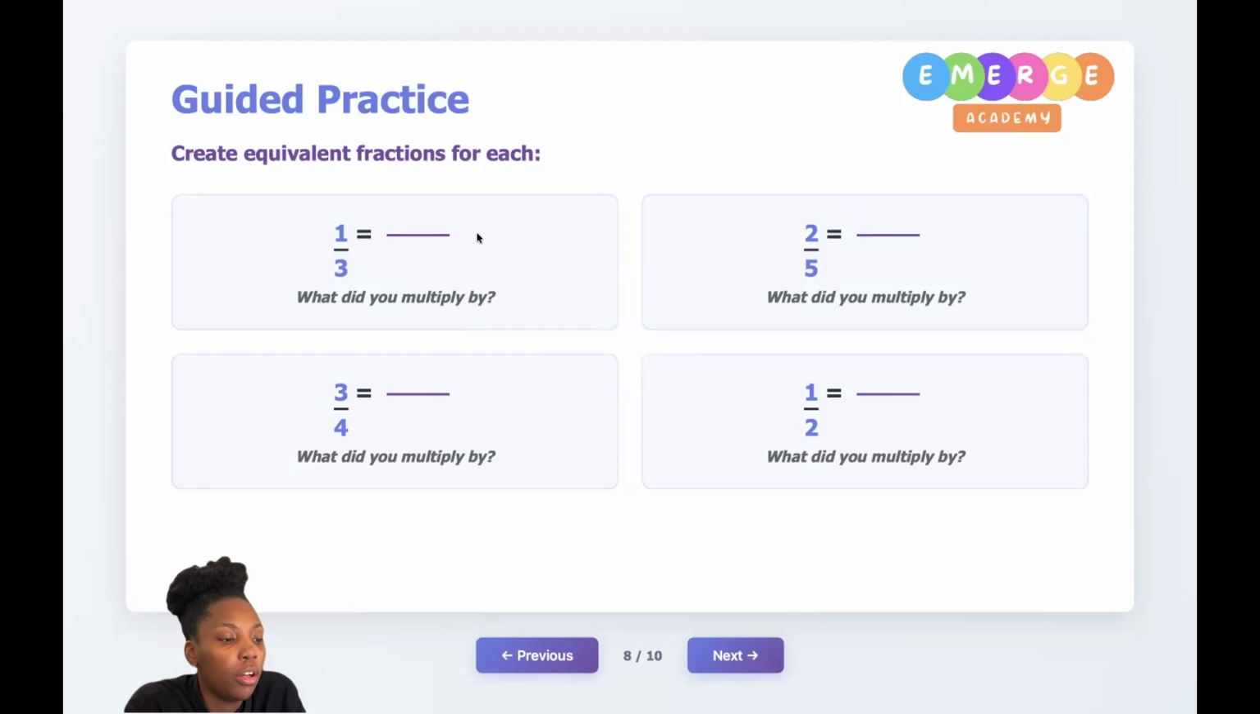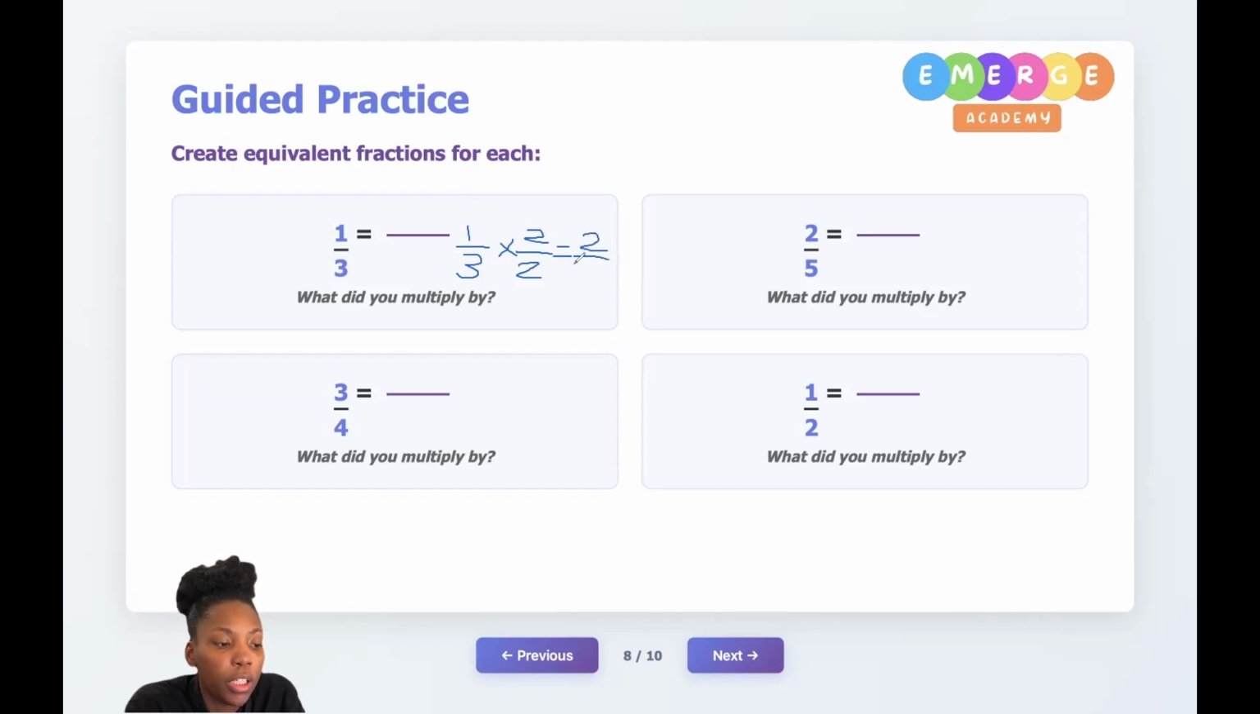So 1/3 times 2/2 equals... So 1 times 2 equals 2.